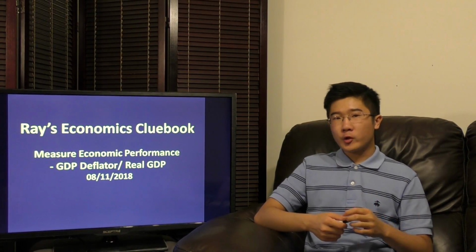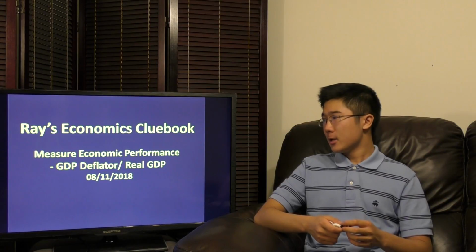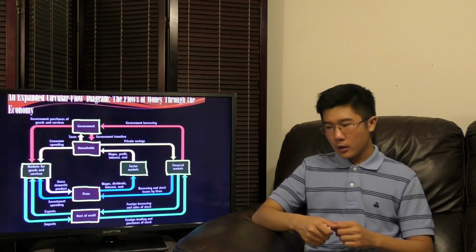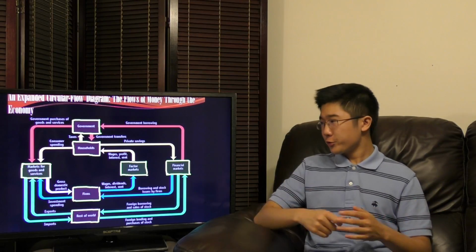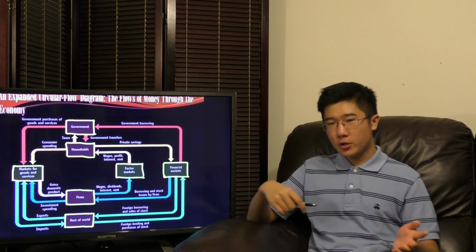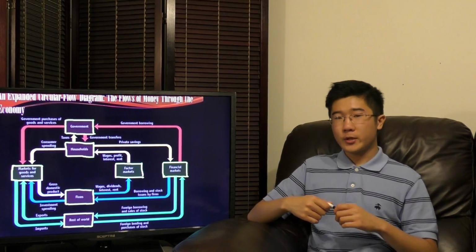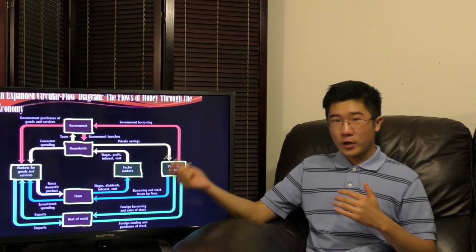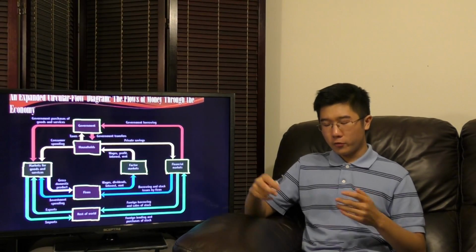Today, we're continuing our unit on measuring economic performance by talking about the real GDP and the GDP deflator. So, just a quick review. Of course, when it comes to GDP, we're always going to revert back to this graph because it shows the cycles and the interactions between all the different entities within an economy. And this all adds up to our GDP, gross domestic product.